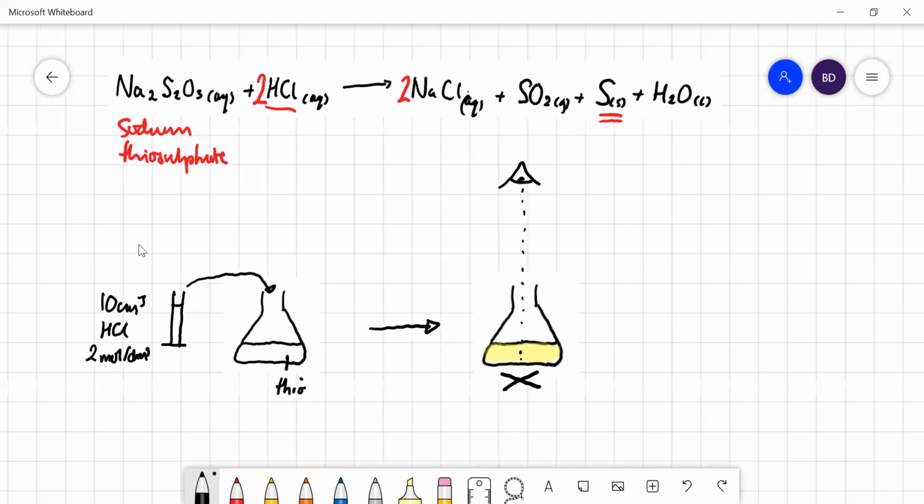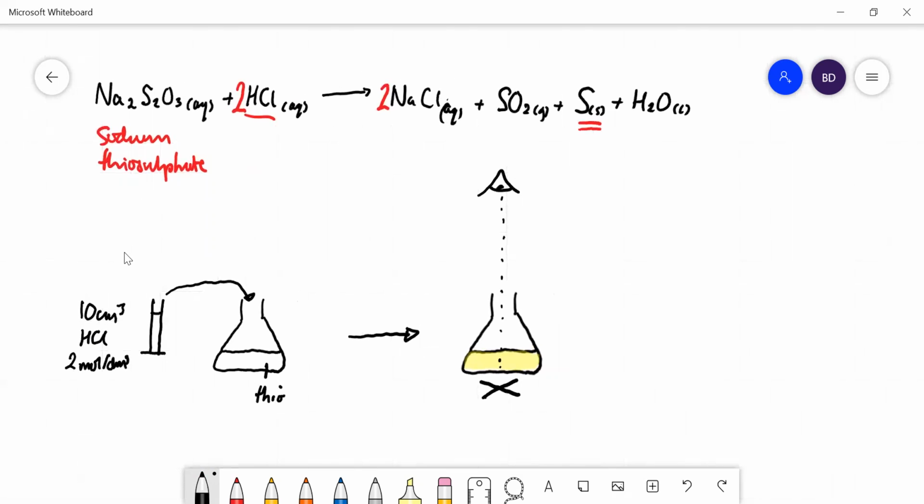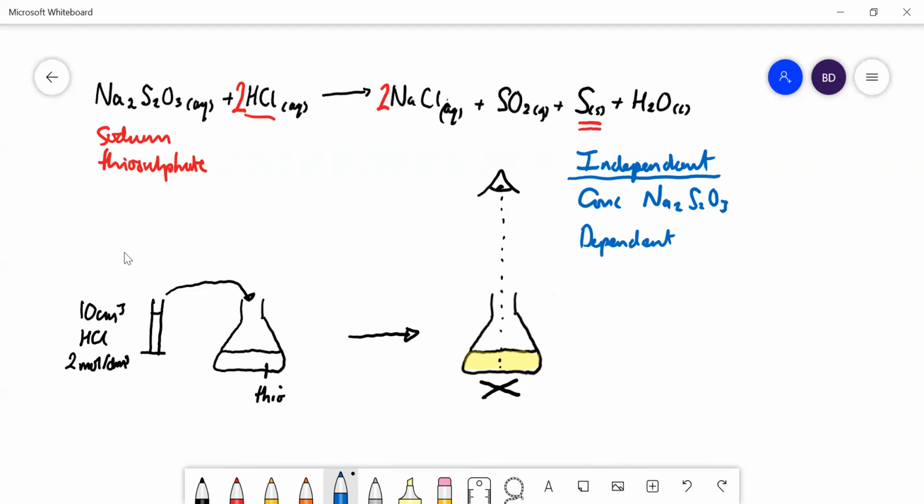So let's think about variables of this reaction. The independent variable, the one I'm changing, is going to be the concentration of the thiosulphate. Okay, so we're going to have different concentrations of that and see how long it takes to go cloudy. And what's the dependent? Well, that is the time taken for the reaction, the time for the cross to disappear.